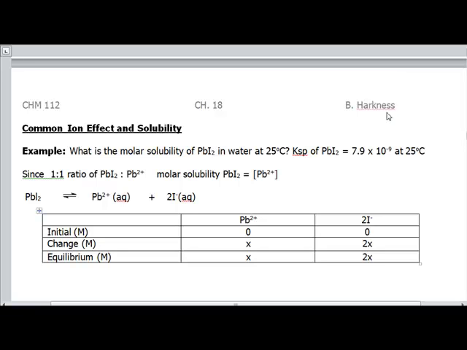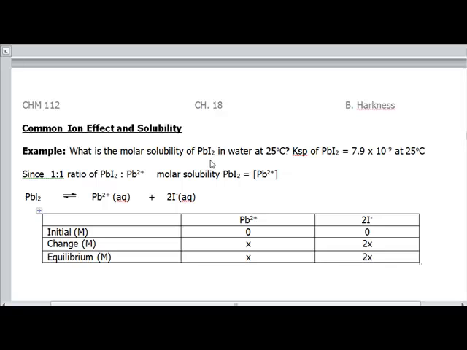Okay, we're back again with our third video about solubility equilibria. And this is the common ion effect. What happens to the solubility when you have another compound that has an ion that's the same as the ion in your original compound?